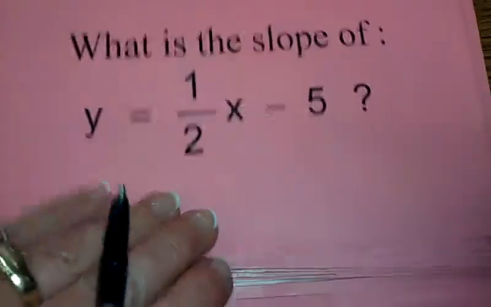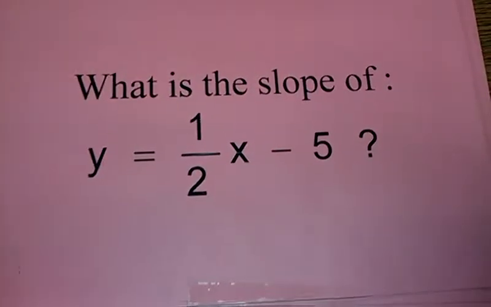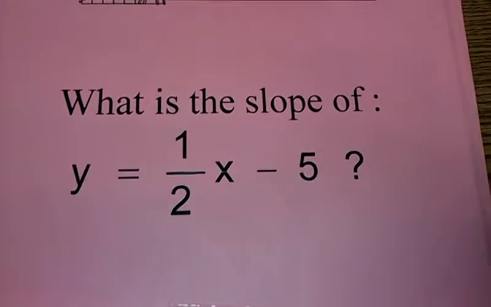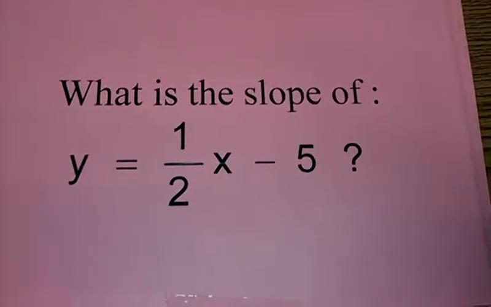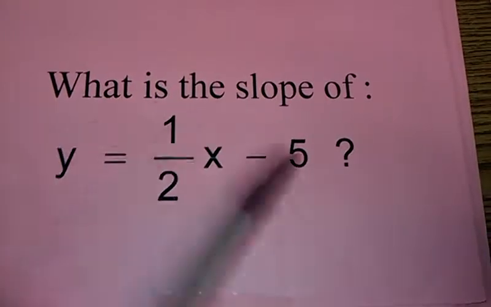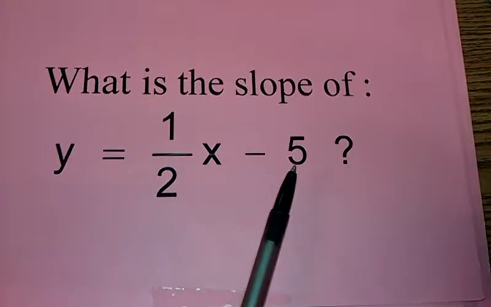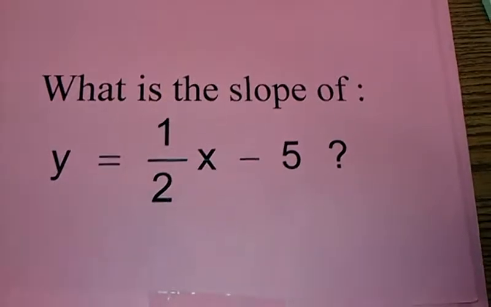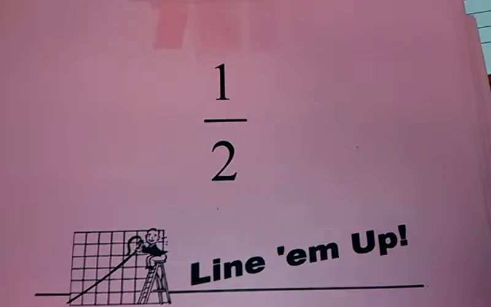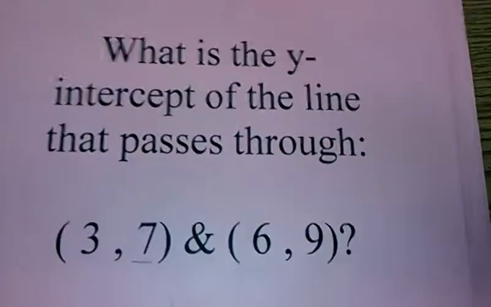And the question now is this: what is the slope of y equals 1/2 x minus 5? I already said that the slope is the number in front of x, so this is 1/2. See, this negative 5, that's my y-intercept. So 1/2 is what I'm looking for. So I find the card that says 1/2, and now I'll go to the next one.